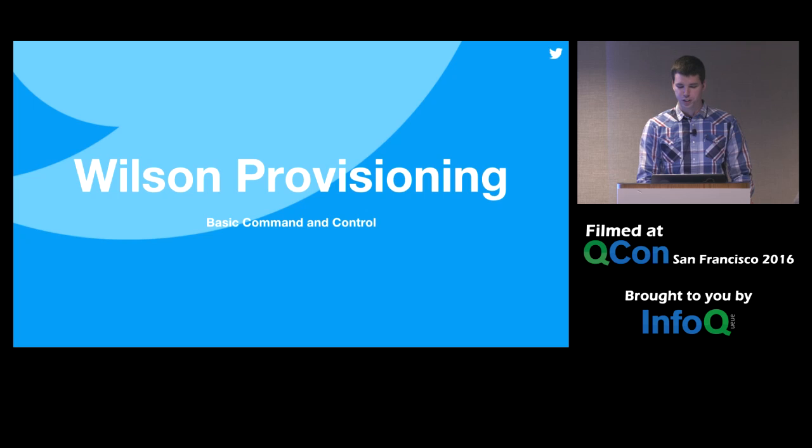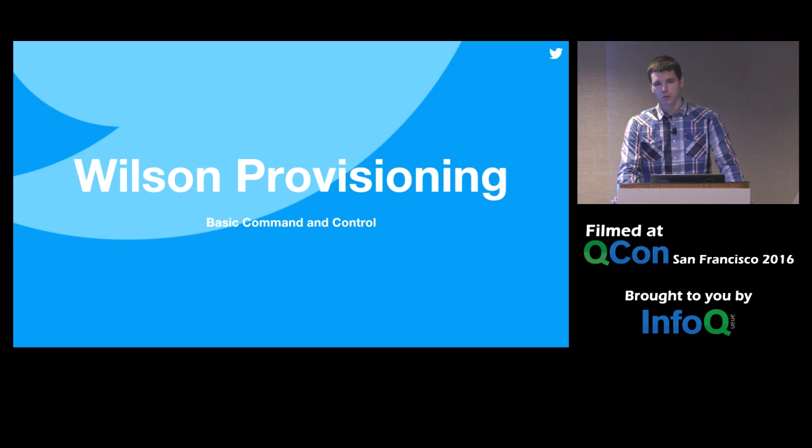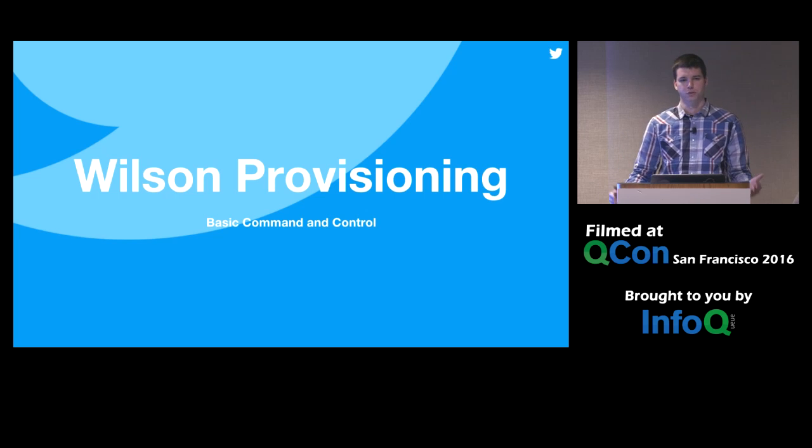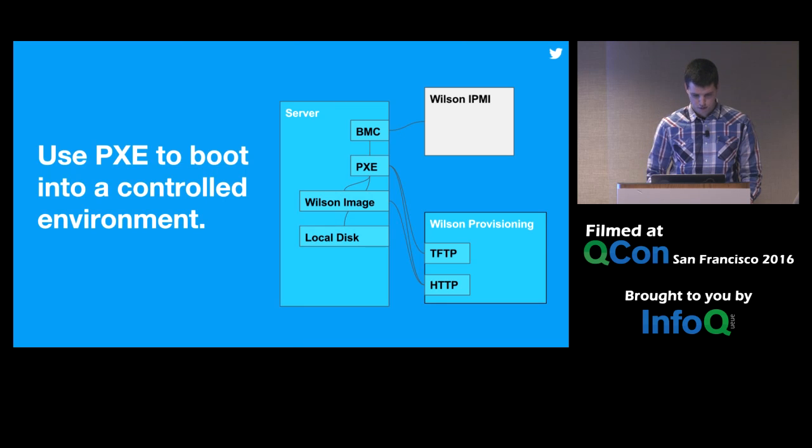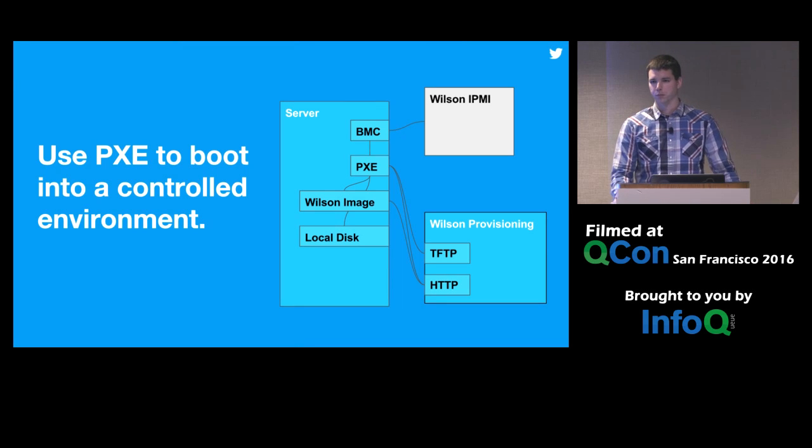By generating a dynamic Pixie menu from Wilson provisioning, we can instruct the server to either boot to the local disk or to download a custom RAM disk and kernel that we choose, that we call the Wilson image. When a server boots up and asks for a Pixie menu, Wilson generates a default entry for the action we want to take, that we call a stage. If we don't provide one, then we boot to local disk.